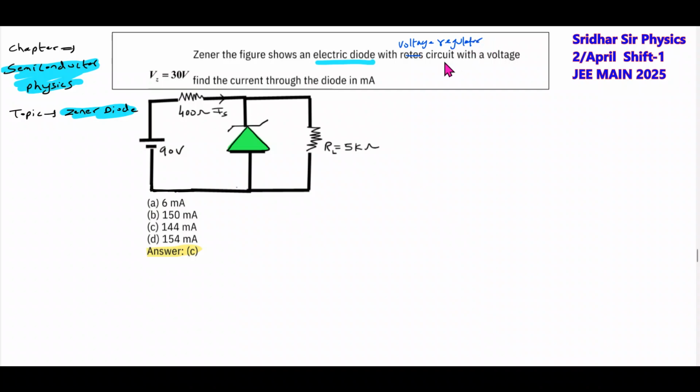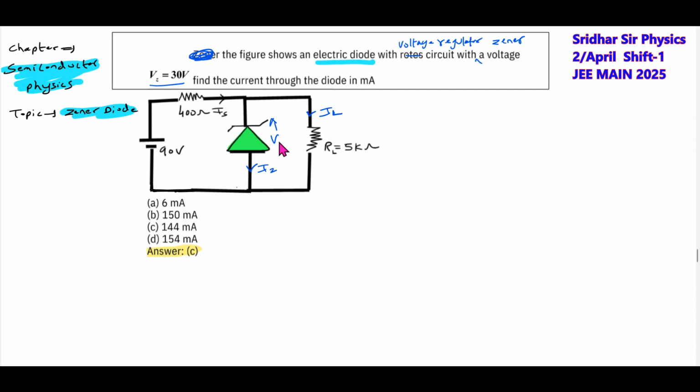The circuit has a Zener voltage, Vz, equal to 30 volt. Find the current through the diode. These are some data. We have to calculate this Zener current, Iz. This will be IL. First we'll calculate the source current.